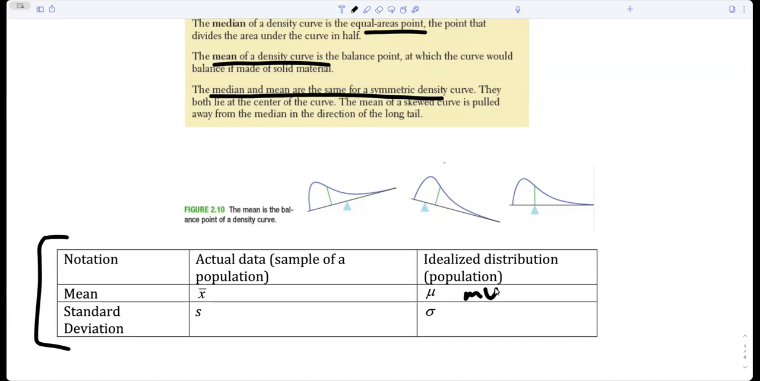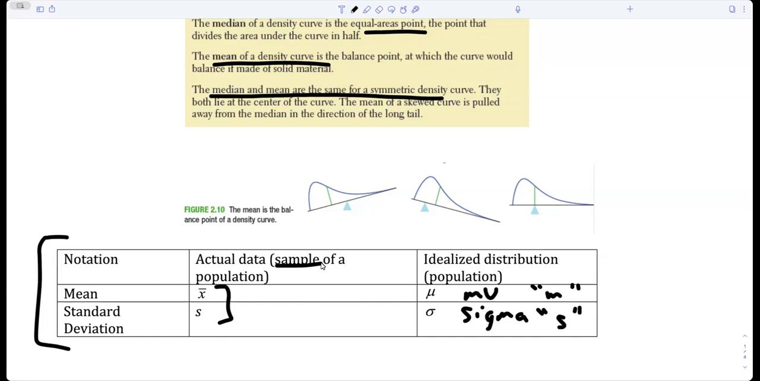This is sigma. This is a Greek letter m, and this is a Greek letter s, standing for the mean and standard deviation. And so we will get into these differences much more in depth later in the course. But for now, x bar and s come from a sample, and mu and sigma come from a population.